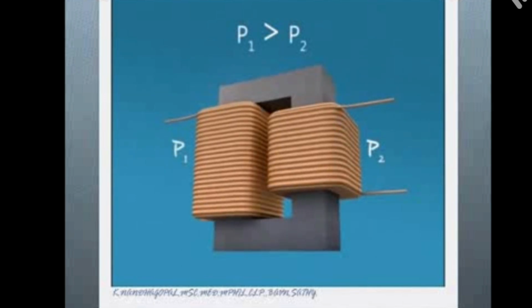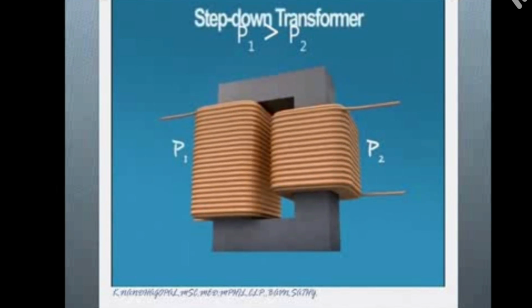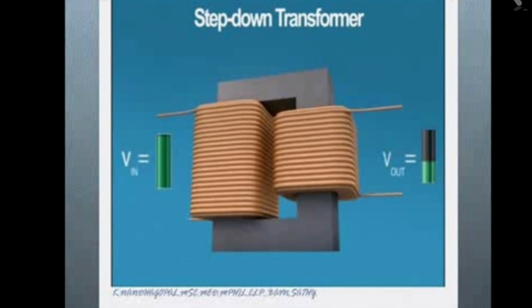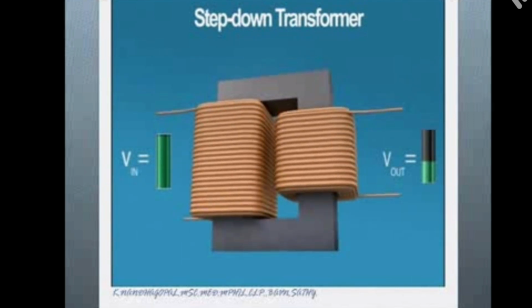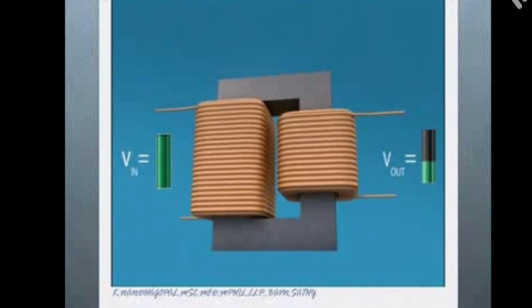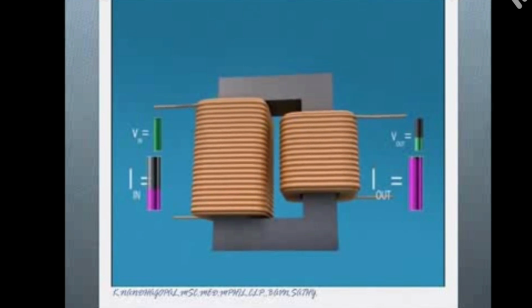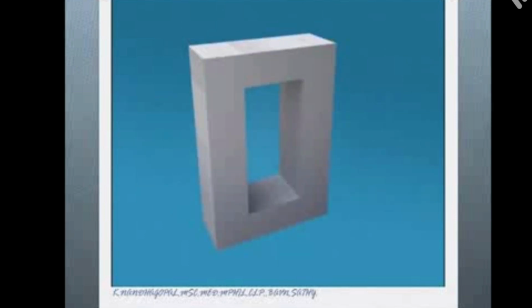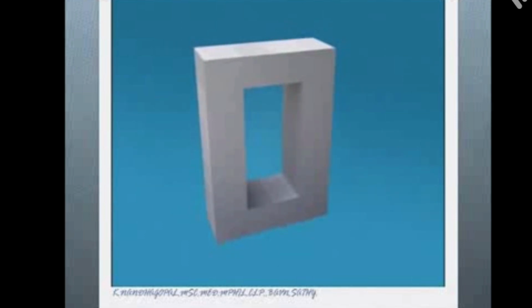When the number of turns in the primary coil is greater than the number of turns in the secondary coil, this is called a step down transformer. Input voltage is maximum but output voltage is less. Input current is less, output current is maximum. So there are two types of transformer: one is a step up transformer, another one is a step down transformer.